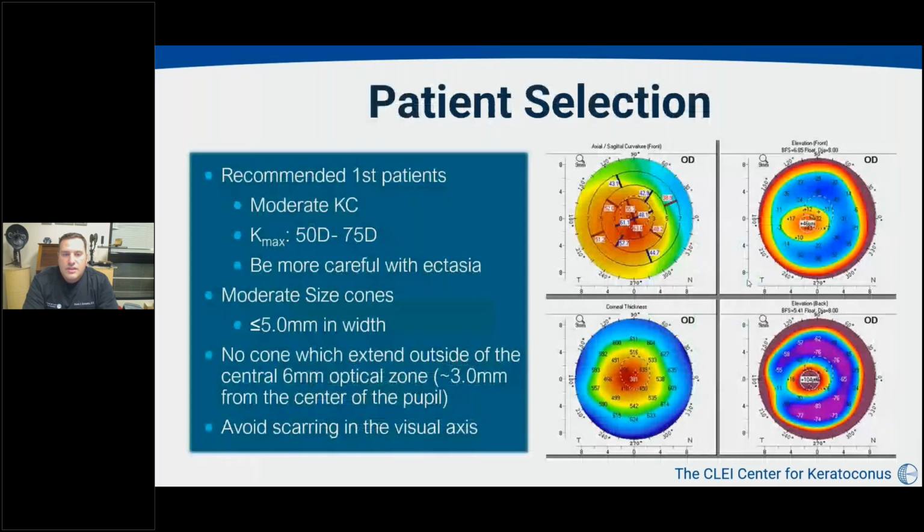So for patient selection, we recommend starting usually in moderate keratoconus, but we have a pretty wide range when we talk about moderate keratoconus. We say to start somewhere in the 50 to 75 diopter range. I think most of us would agree that 75 diopters is probably hard to categorize as moderate keratoconus, but we've seen CTAK work very well in these cases.